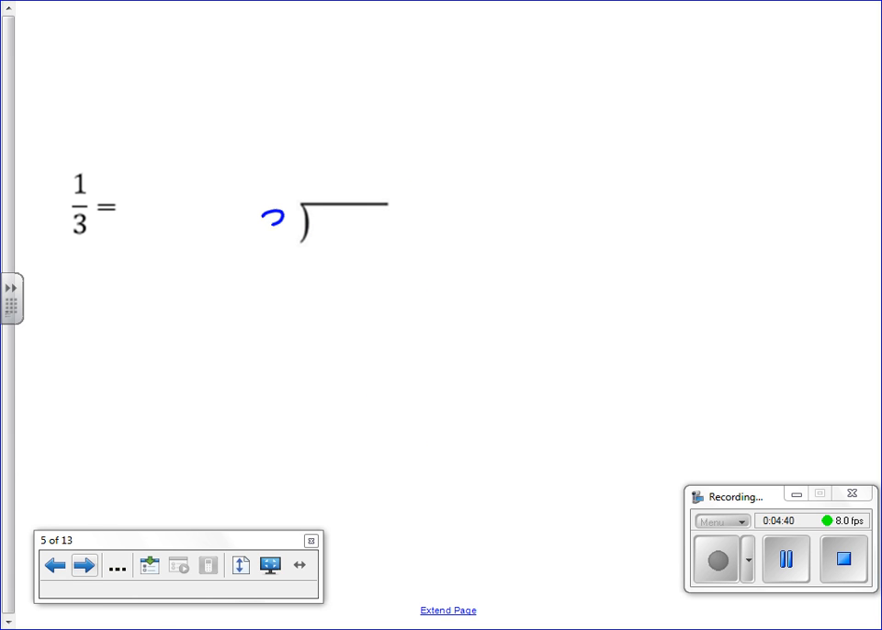The next one, the 3 goes on the outside, that's our denominator. The numerator goes on the inside with a decimal and 3 zeros. Now, how many times can 3 go into 1? It can't. So again, we put a 0, we bring up the decimal. Okay, and how many times can 3 go into 10? Well, it goes in 3 times. So 3 times 3 is 9. We subtract, 10 minus 9 is 1. We bring down the 0. 3 goes into 10 3 times. 3 times 3 is 9. We subtract.